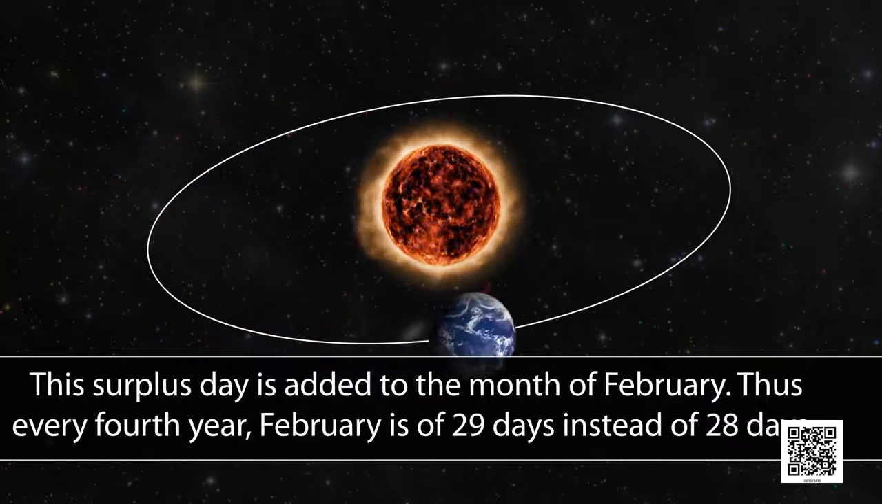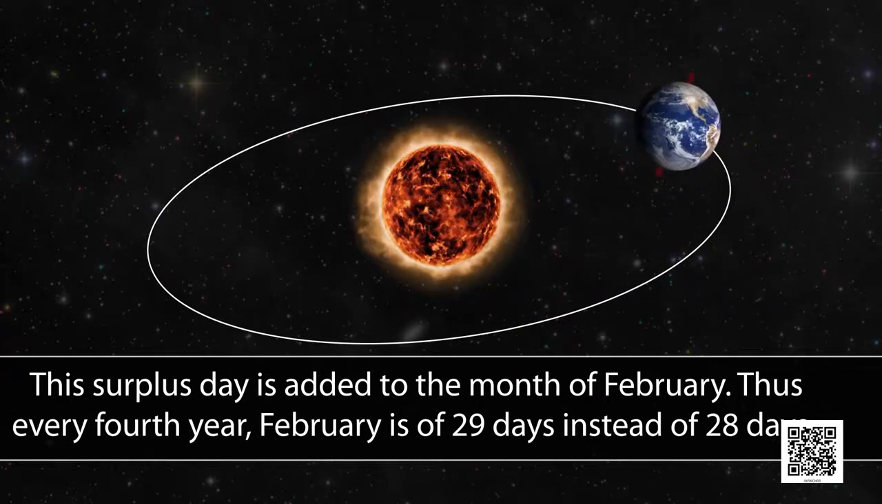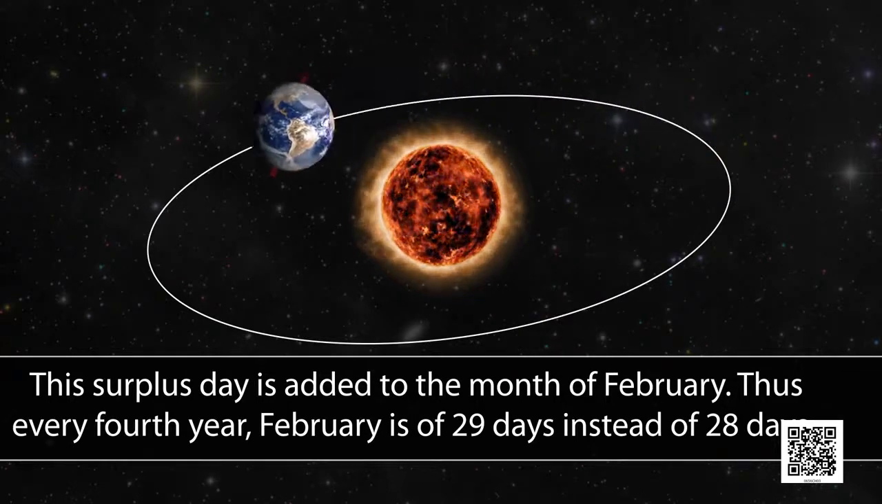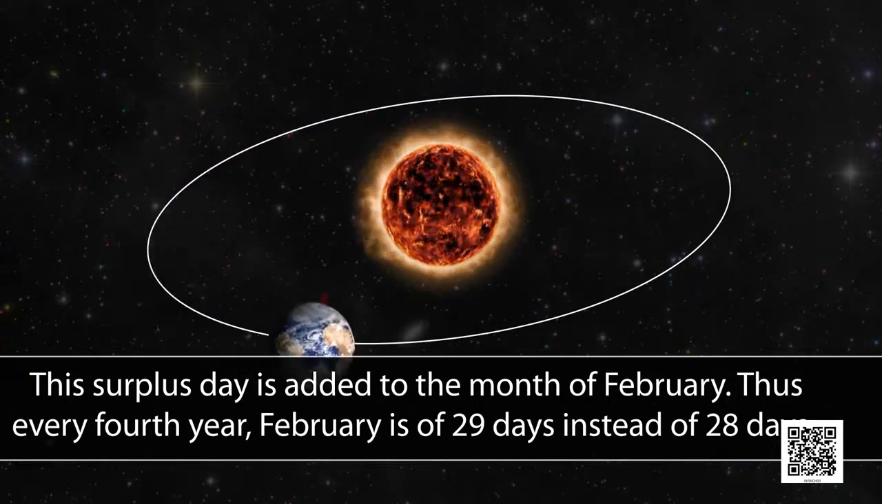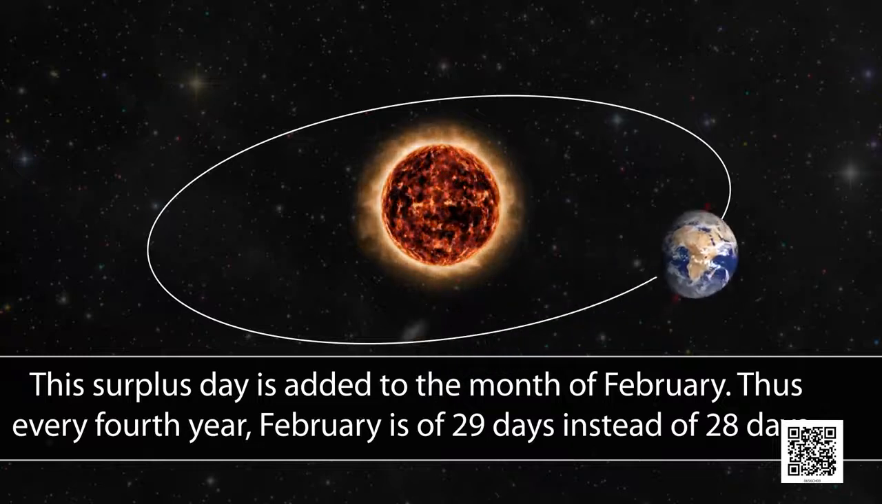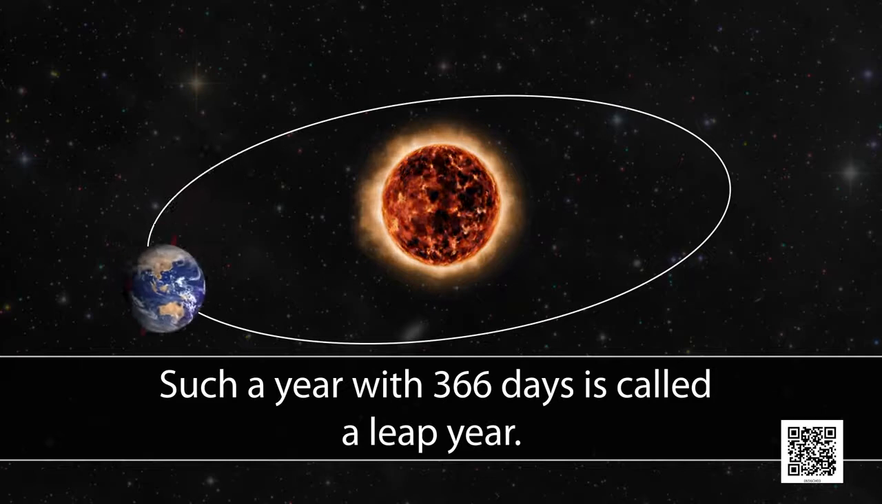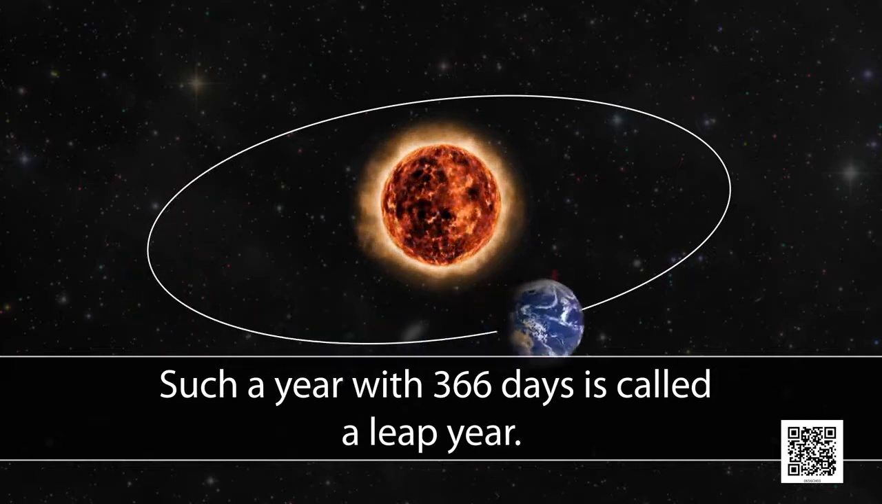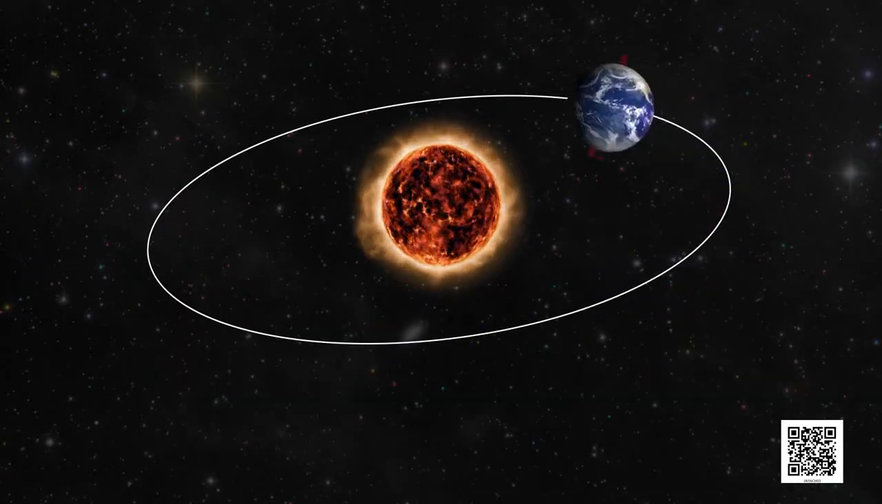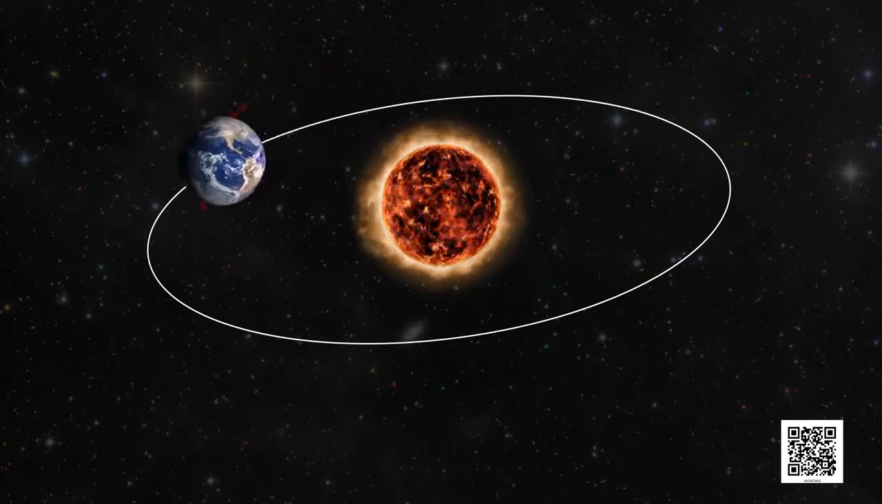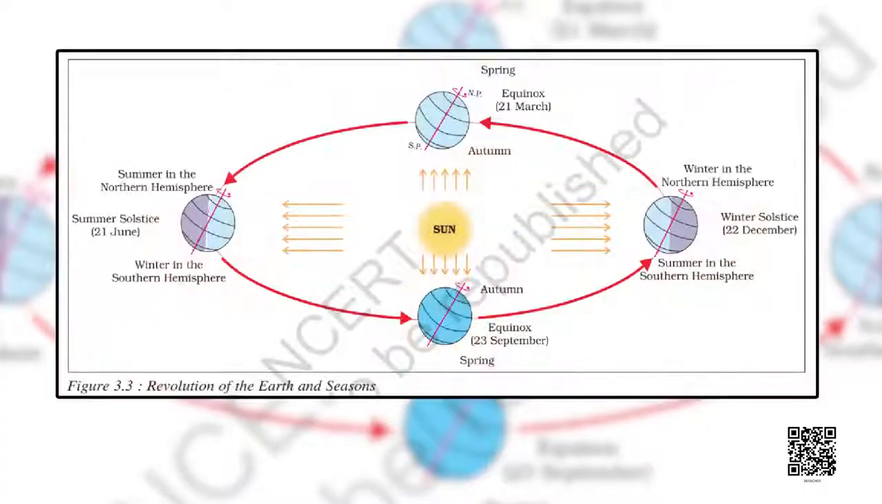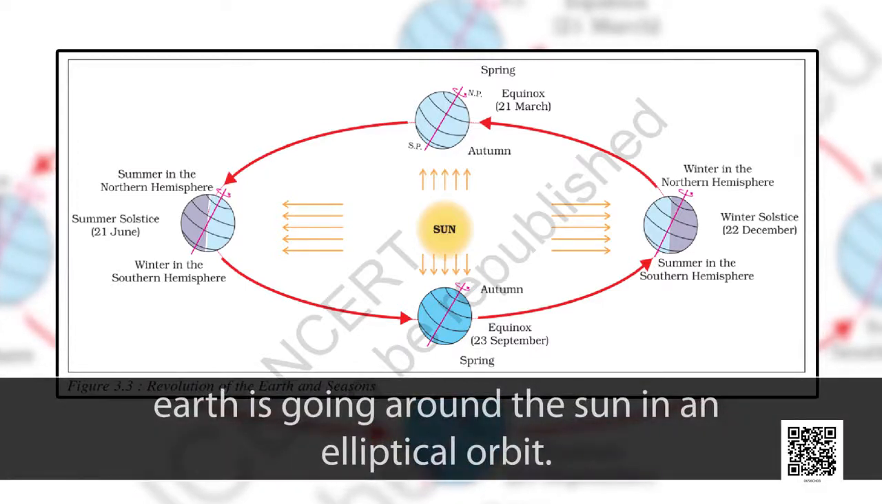This surplus day is added to the month of February, thus every 4th year February is of 29 days instead of 28 days. Such a year with 366 days is called a leap year. Find out when the next leap year will be. In this picture, you can see that Earth is going around the Sun in an elliptical orbit.